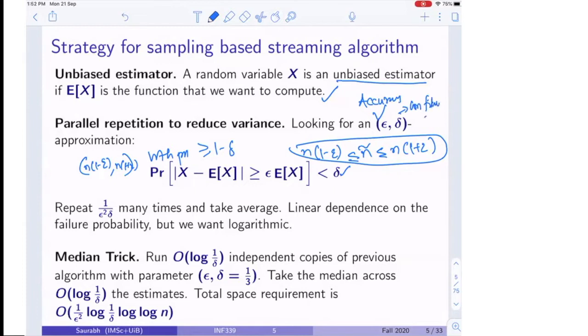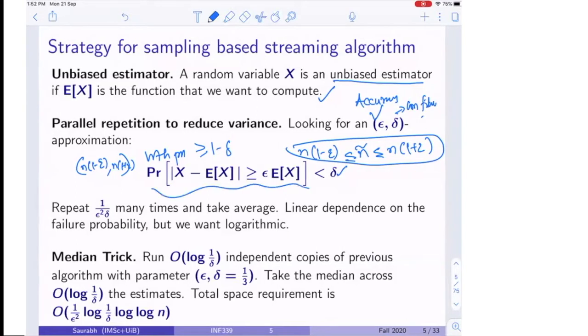Okay. And we saw this, so what was the trick? The trick was that if you take a certain number of random variables, a certain number of estimators, and take their average, it remained an unbiased estimator, but it reduced the variance. So you can actually achieve such a good epsilon-delta approximation if you repeat 1 over epsilon squared delta many times. But notice that there's a linear dependence on the failure probability, and what we would like is logarithmic. And then we introduced this median trick.